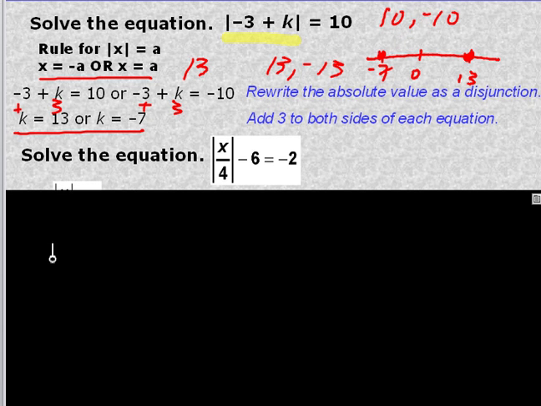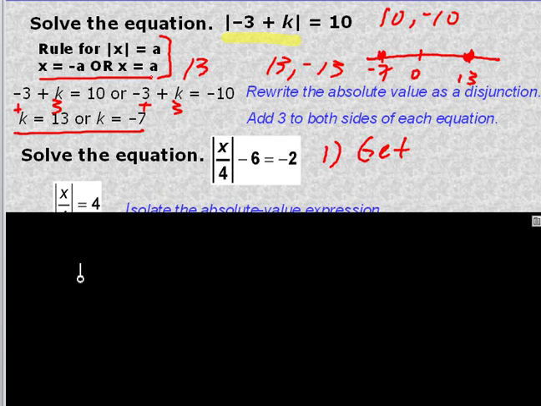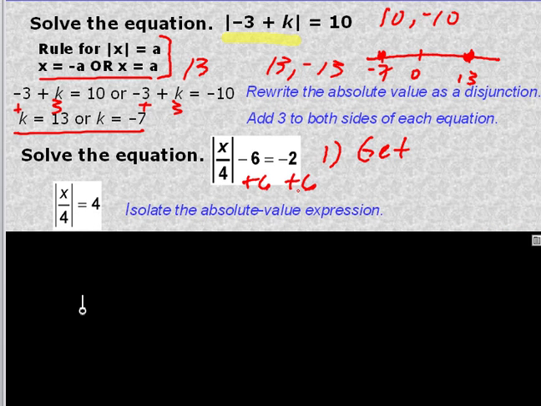All right, solve the equation. The absolute value of x over 4, minus 6, equals negative 2. So the first thing we need to do is get the absolute value function by itself, because once we get the absolute value function by itself, then we can basically use this rule. So to do that, the first thing we'll do is add 6 to both sides. And we have the absolute value of x over 4 equals 4.